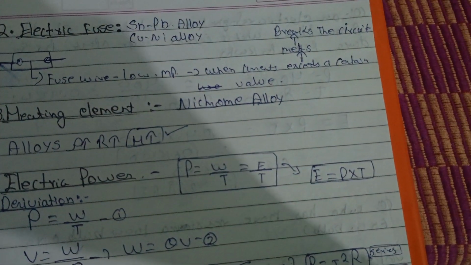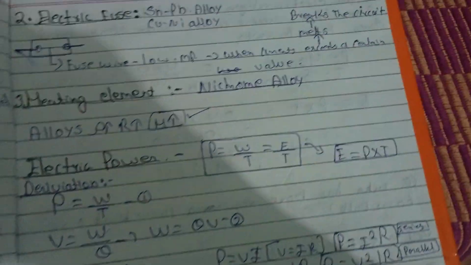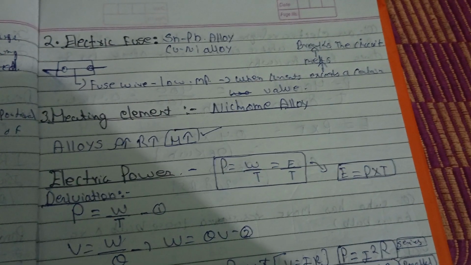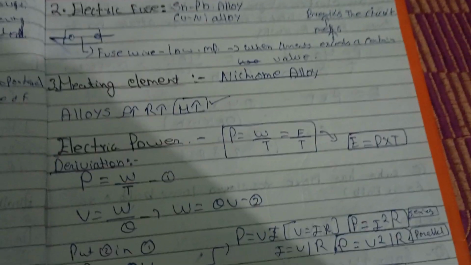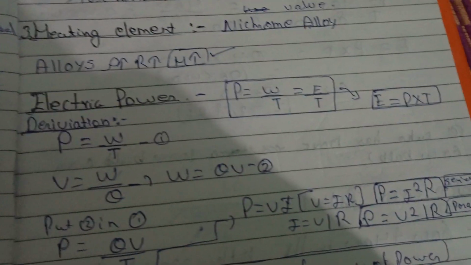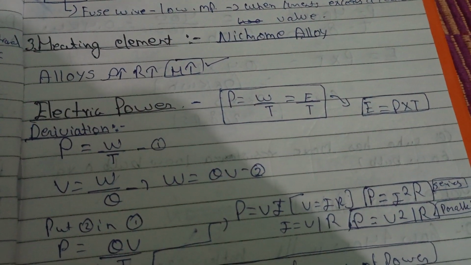Because of its low melting point, when current exceeds a certain value, it breaks the circuit and melts, and it will protect from electric short circuit. Heating element is nichrome alloy. Alloy resistivity is greater, so resistance is greater, so heat is greater.